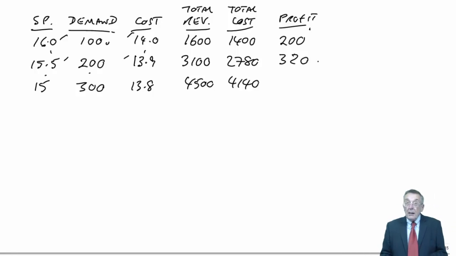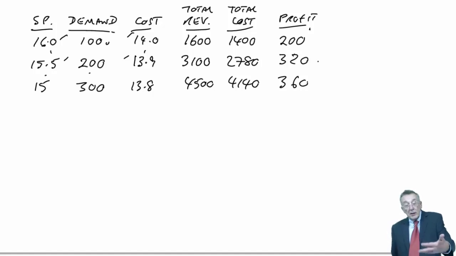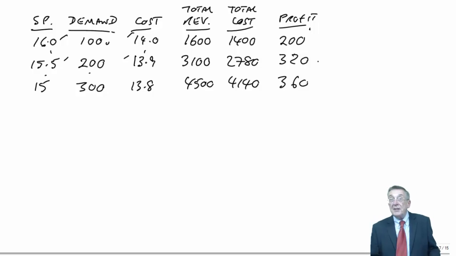4,140. And more importantly, what happens to the profit? 360. And again, I won't bother checking, but the profit per unit is in fact lower than before, but it's worth making less profit per unit because we're selling a lot more units.